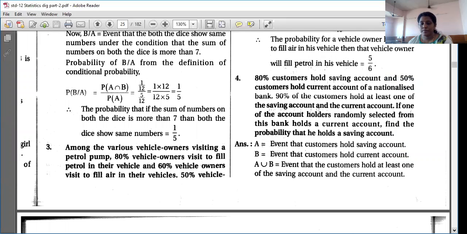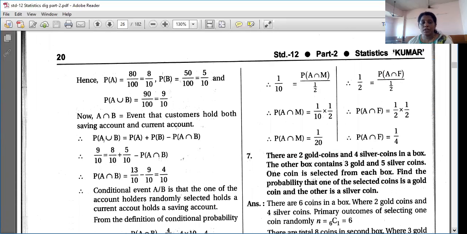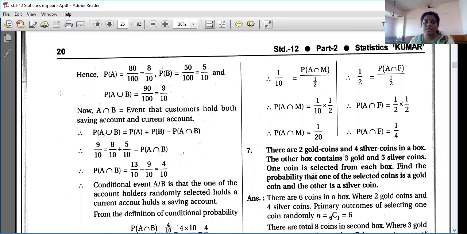Okay, A union B. Now, what do we have to find? A intersection B, that is, the customer holds both a saving account and a current account. So you have to find A intersection B. What is the formula for A union B? That is the law of addition.